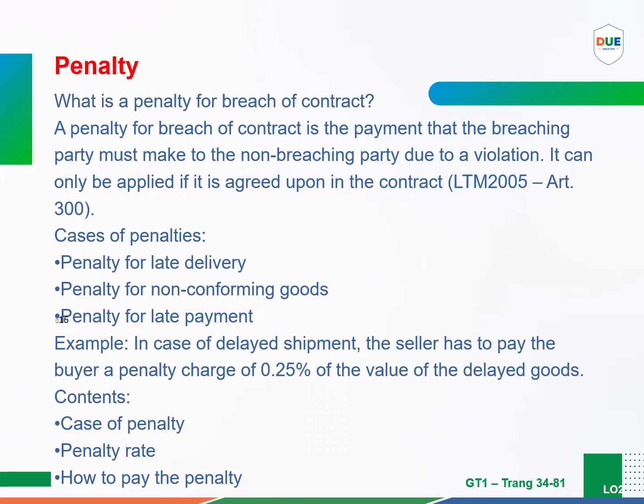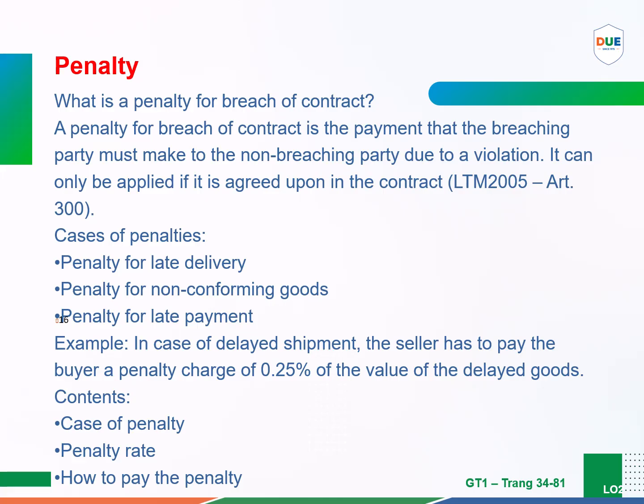A penalty for breach of contract is a sanction applied when one party fails to perform or improperly performs the obligations it has committed to, requiring the breaching party to pay the non-breaching party. According to the Commercial Law 2005, a penalty can only be applied if it is specifically agreed upon in the contract. If the contract does not stipulate it, no penalty can be claimed. In international sale contracts, penalty clauses are commonly used to enforce responsibilities and enhance the parties' compliance with the contract.